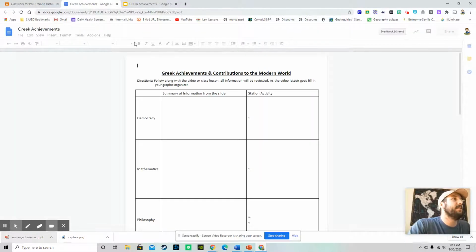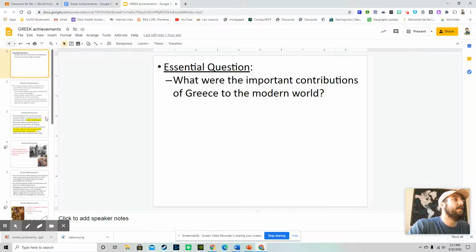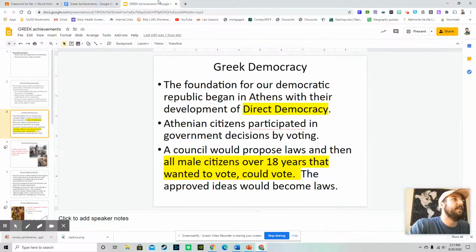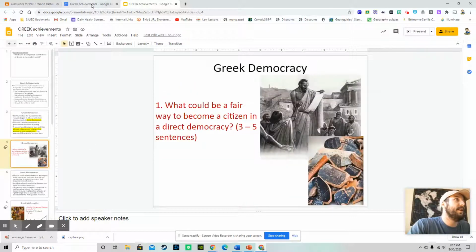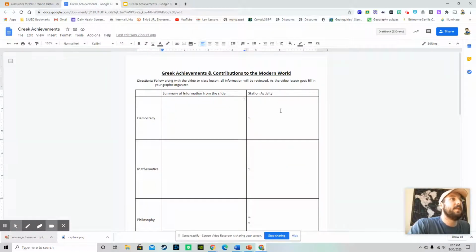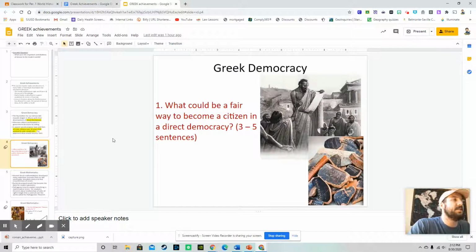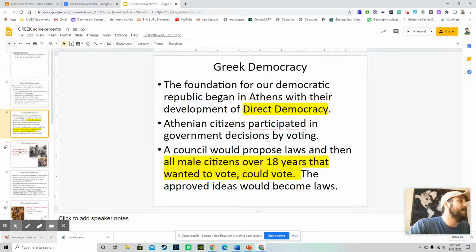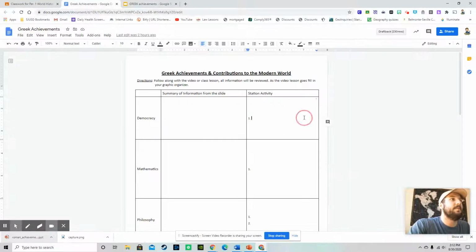As I'm reading through this slideshow, you are going to put the notes of each of the categories in the notes section, in the summary section, as I'm reading. Then you are going to answer the question that goes with each of the sections in this box right here. This is called the station activity, because this is really a station activity that we do in person, but we're adapting it to online learning. So again, notes go in this box, and your question answer goes in the right box.